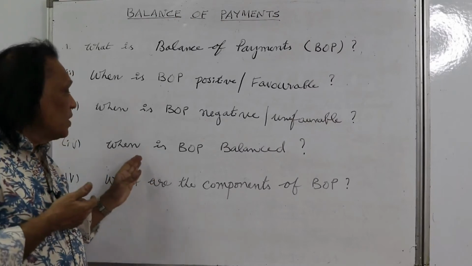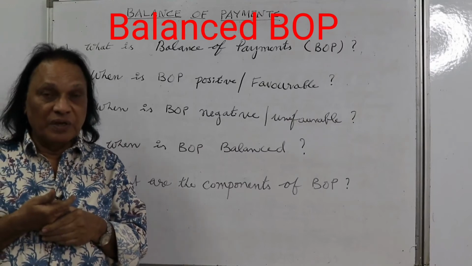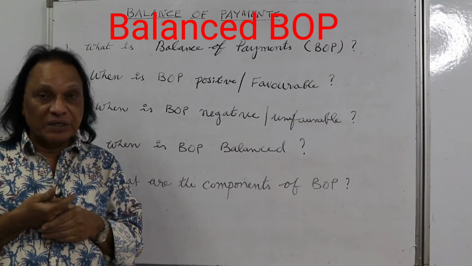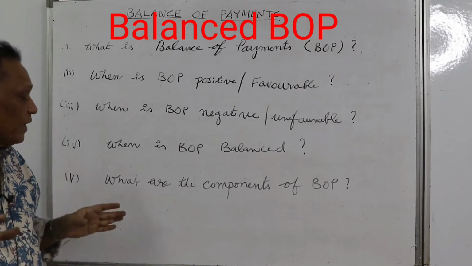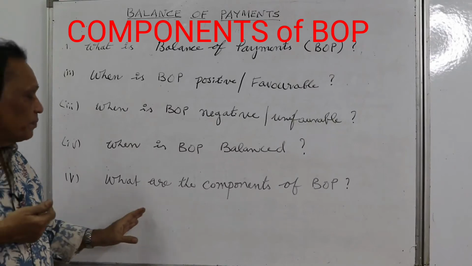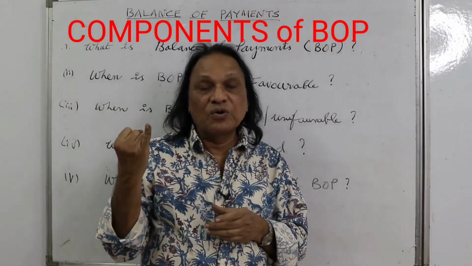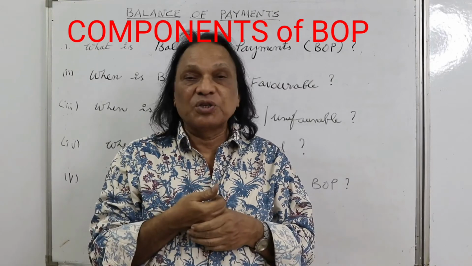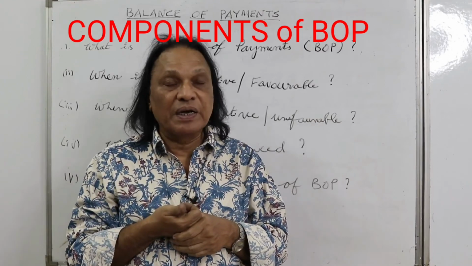So when is BOP balanced? BOP is balanced when the exports of a country are equal to imports of a country in terms of visible and invisible items. And the last one you have, what are the components of BOP? Of course, we will be discussing this in detail. Right now, remember, it has two components. BOP has two components: current account balance of payments and capital account balance of payments. What are these? We'll be discussing in the next class. Current account and capital account.